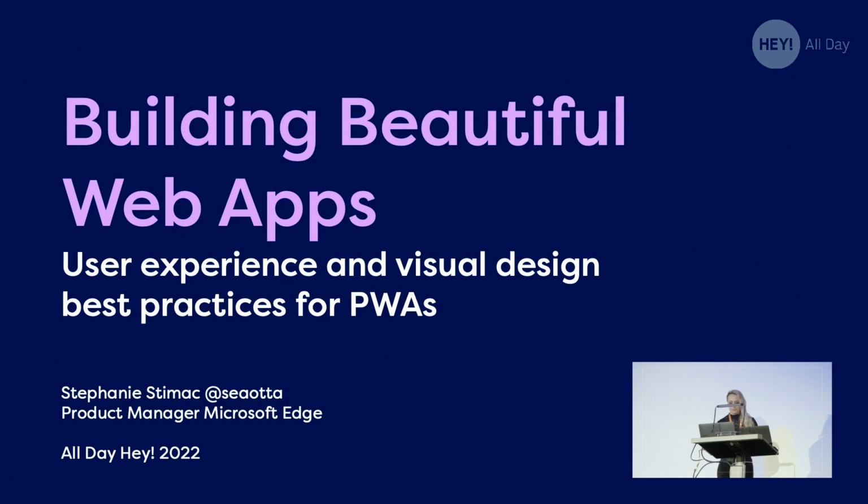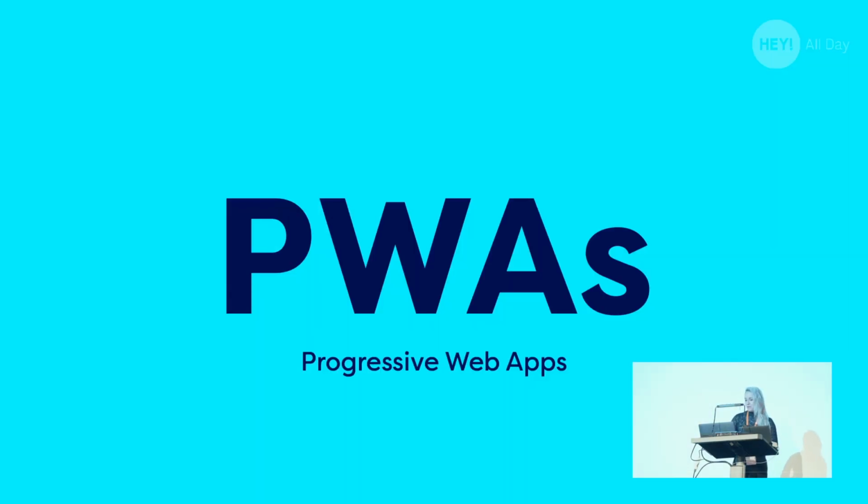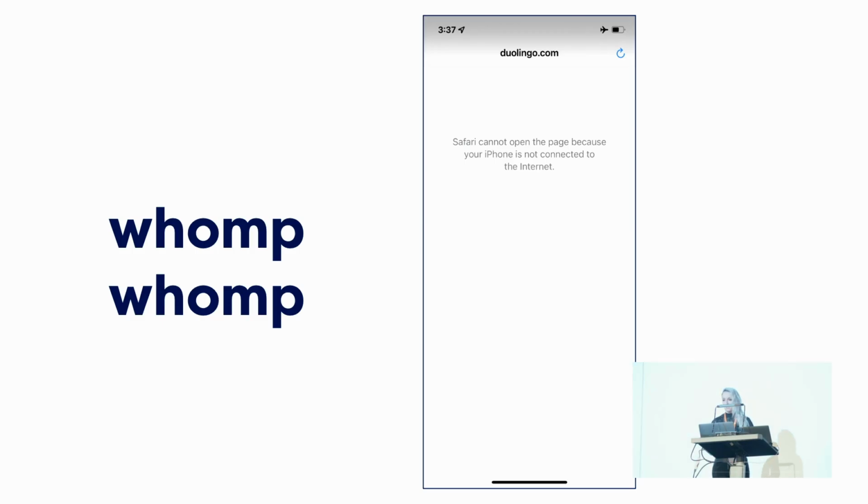Clicker's not gonna work. There we go. PWAs, which are progressive web apps. So I did some research to see if Duolingo had a PWA, and they do, but they don't have an offline mode, like at all. This is what happens when you're in airplane mode.